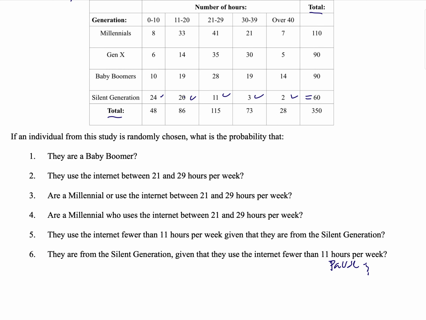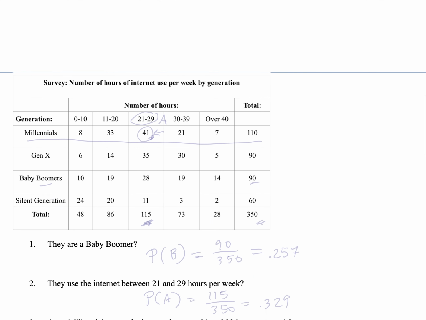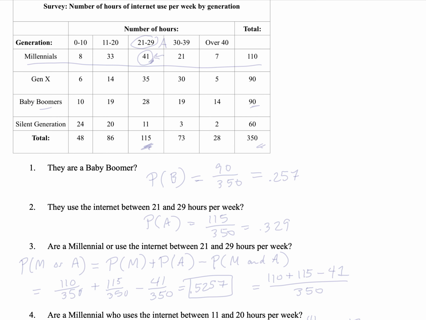Okay, let's take a look at these. The probability that the individual selected is a baby boomer would just be the total number of baby boomers divided by the total number of people in the survey. And so the probability that they are a baby boomer, we could abbreviate that as B if we wished, is 90 out of 350. We could leave our answer like that, or we could reduce it, or we could turn it into a decimal by dividing, and that would give us 0.257.